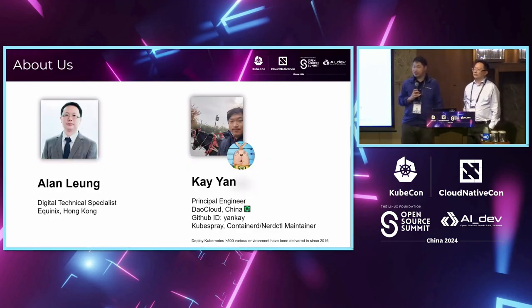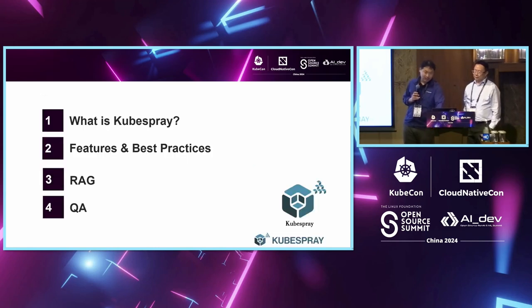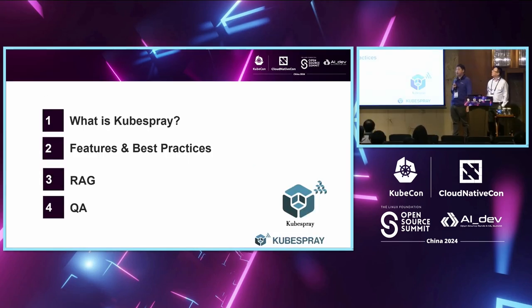My name is Kay. This is Alan. He's the expert from Equinix, and I am the engineer from DaoCloud. In my work experience, I have deployed hundreds of Kubernetes clusters. Kubespray is a very old project, about 9 years old. So I want to show something new in this session. And Alan will talk more about how to use RAG technology in a bare metal environment.